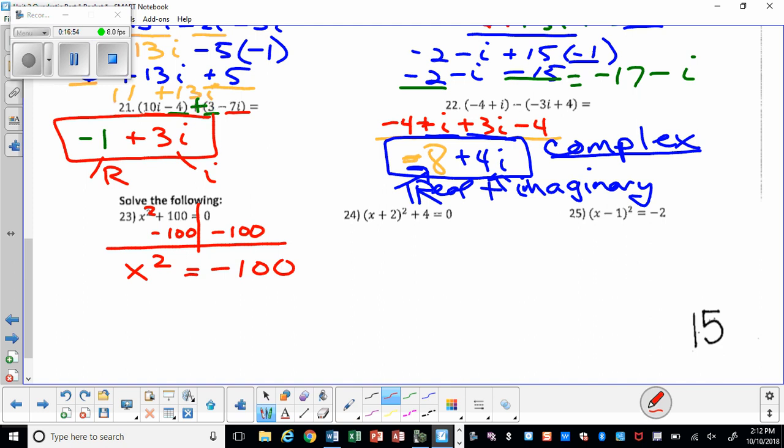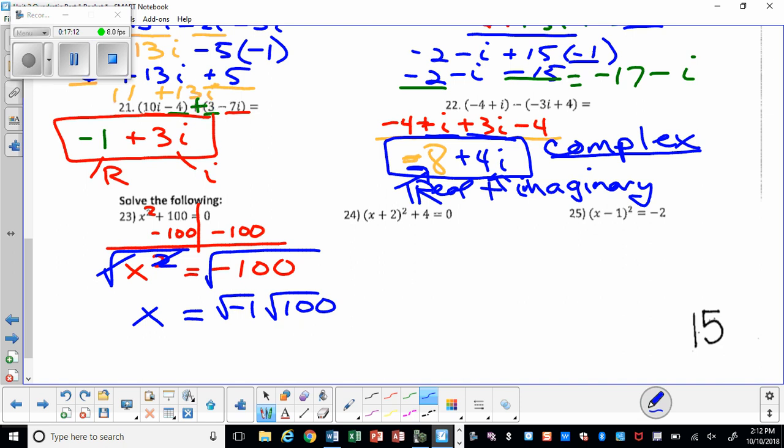And then you always write algebra, it's just the inverse, right? Taking the inverse of everything. The inverse of x squared is the square root, right? These are inverses. So that would be x equals, and then we said before, this is the square root of negative 1 times the square root of 100. And so that is equal to 10i.